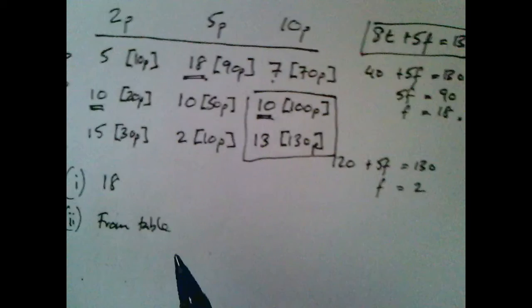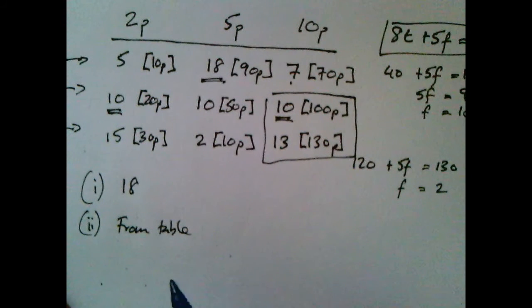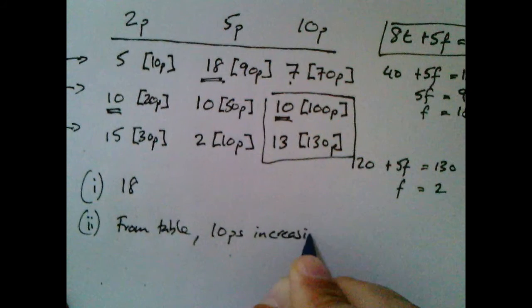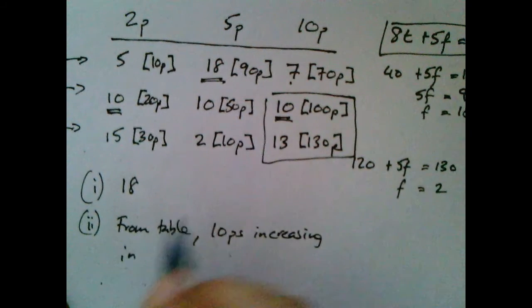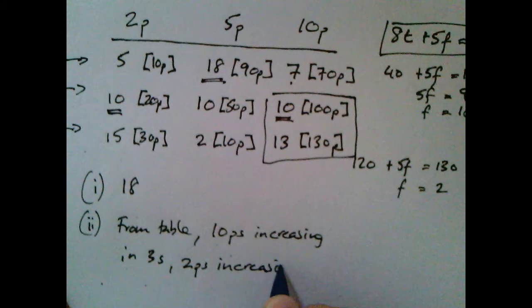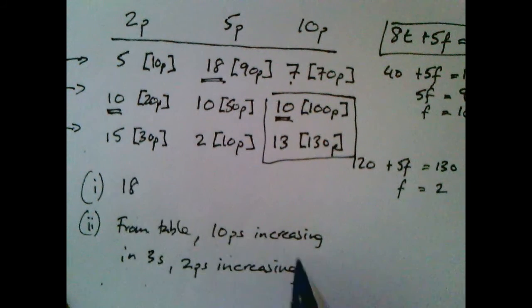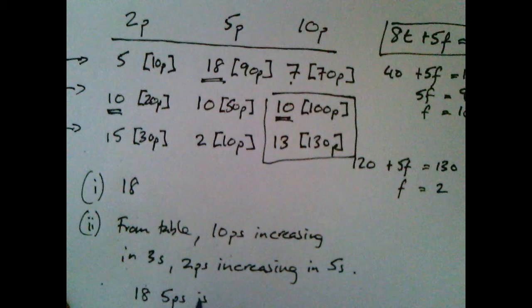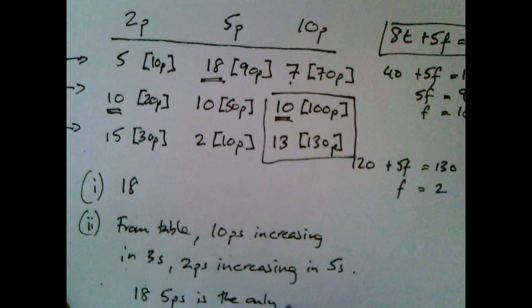from the table you can see 10p's increasing in 3s, and 2p's are increasing in 5s. So 18 5p's is the only solution.